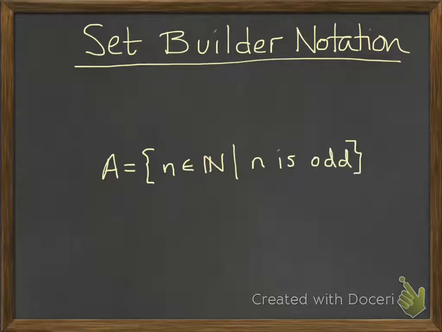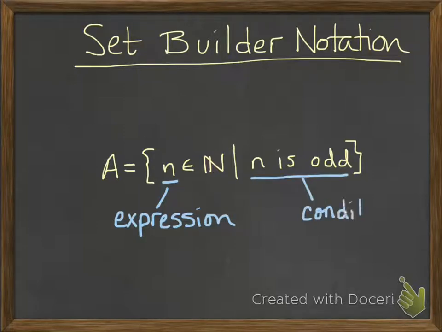Set builder notation always has two parts, the left part and the right part, separated in the middle by either a vertical line or a colon, which is two dots. The part on the left is called the expression. That is the name that we temporarily assign to values to see whether or not they are in A. On the right, we have the condition.